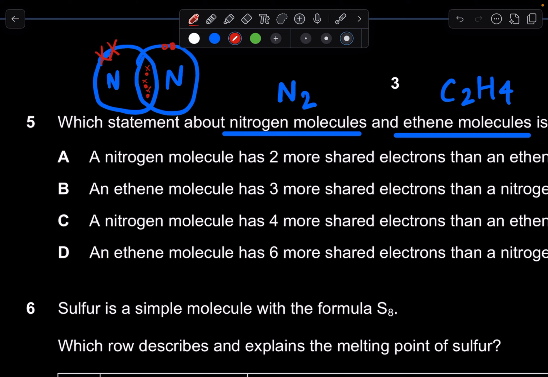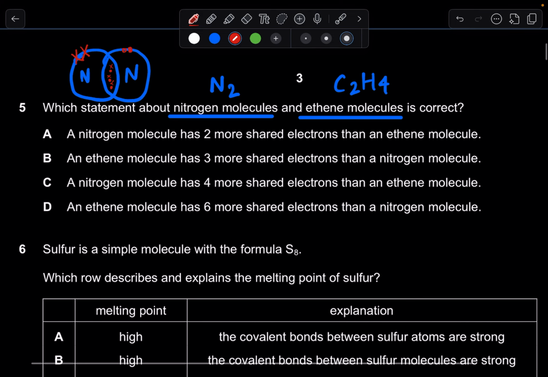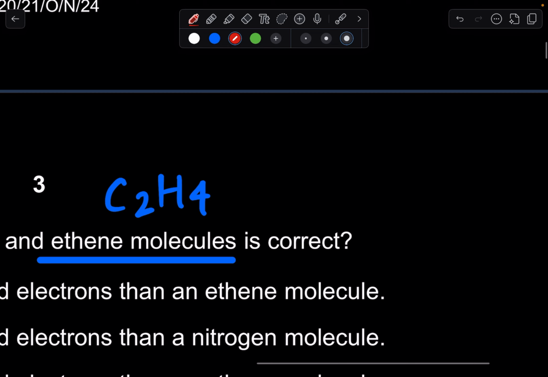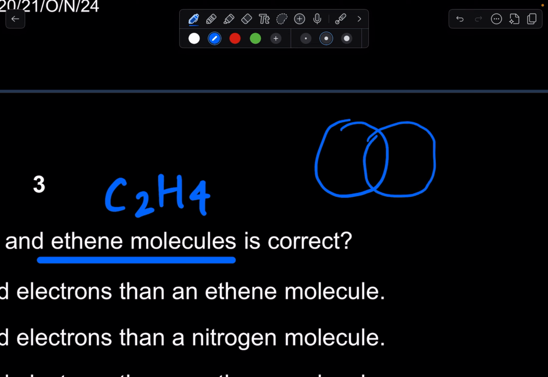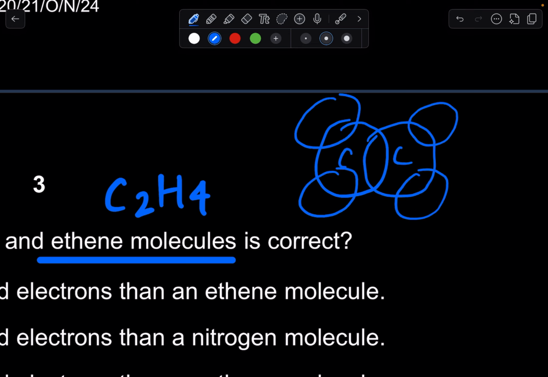So that was what you had to do. Okay, a nitrogen molecule has 2 more shared electrons than an ethene. Let's draw ethene as well. So ethene is C2H4. You have 2 carbons, and then 1H, 2H, 3H and 4H. So 1 here, 1 here, 1, 2, 3, 4, 1 here and 1 here. So we are done with this.